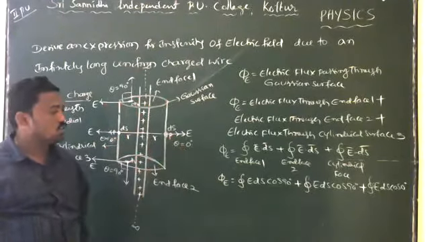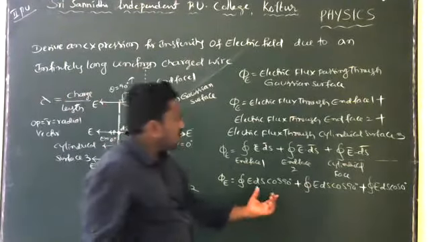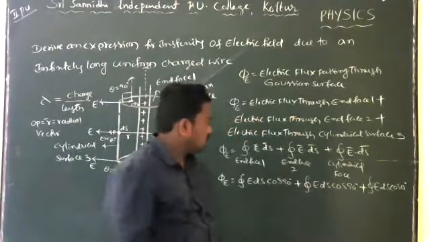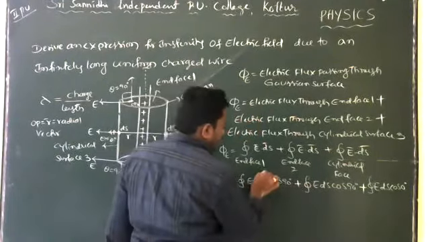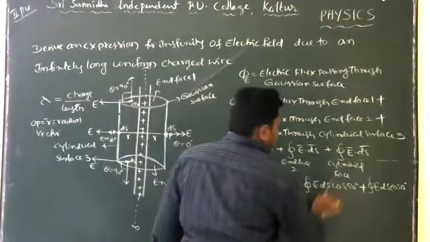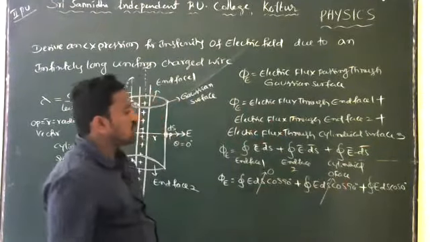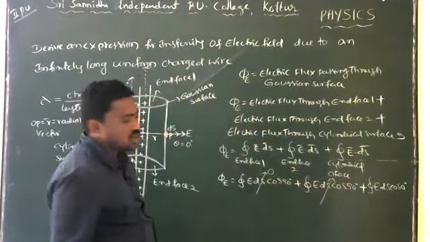That means theta equal to 0. So cos 90 degree value is 0. So here also cos 90 degree value is 0. So this factor is 0. So here the second factor is also 0. So now only one factor is there. So that is closed integral E ds cos 0, cos 0 is 1.